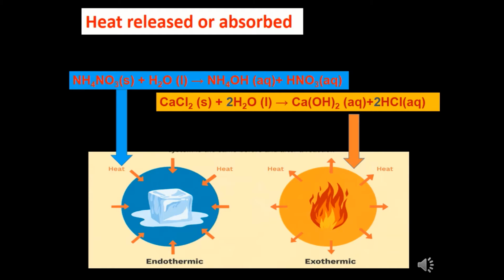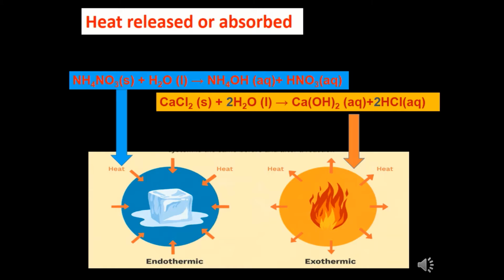If you can see the diagram, in endothermic we put ice. Ice gets heat from outside. That's why it melts. So this has become cold. It is an endothermic process. And what about fire? Fire gives heat to the environment. It's going out. So this is an exothermic process.